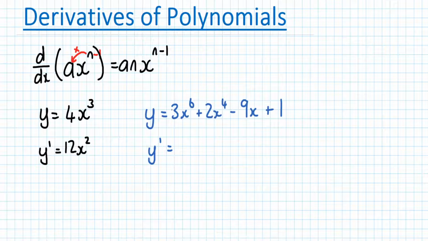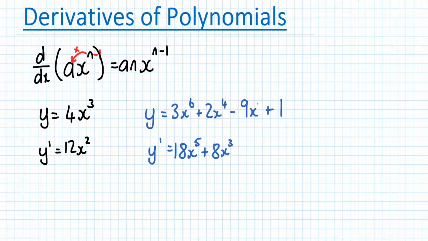So 3x to the power of 6, 3 is the coefficient, 6 is the index. Multiply the index down to the coefficient, 6 times 3 is 18, and subtract 1 away from the index. So 6 take away 1 is 5. Then we'll tackle this term here. 4 times 2 is 8, so plus 8. So then subtract 1 away from the index, which is 3.